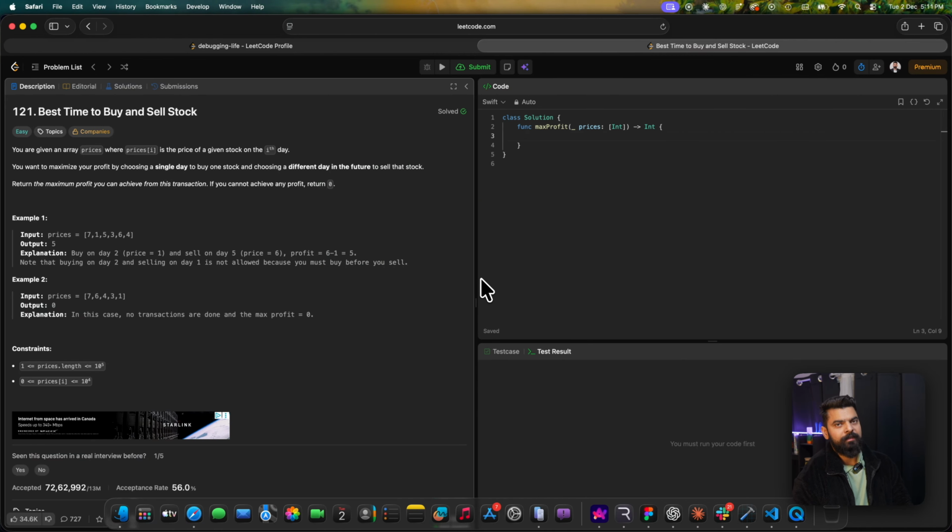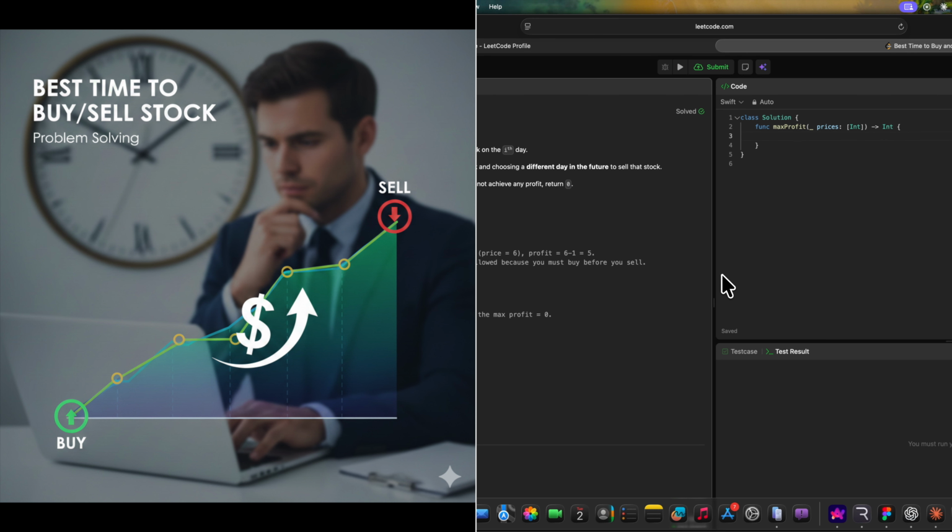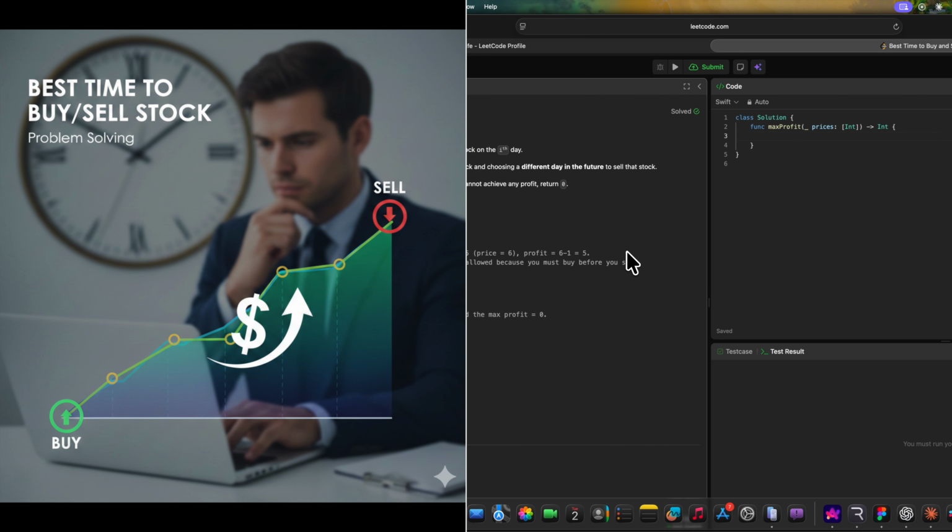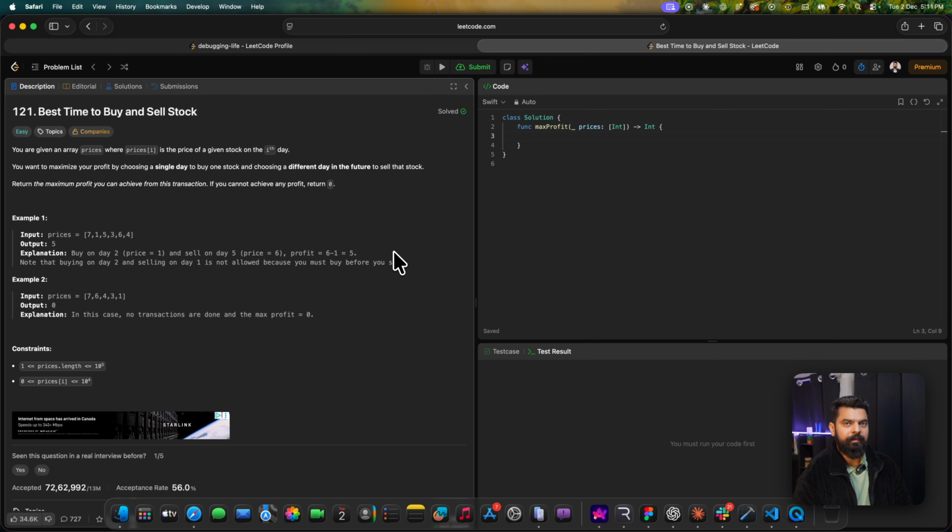So this problem is very interesting. It is marked as an easy problem, but still many people are not able to solve this. So we can see how it is going to work. We'll read through the whole problem, then we will start with the notebook and then go with the code. Okay, so let's start with that.